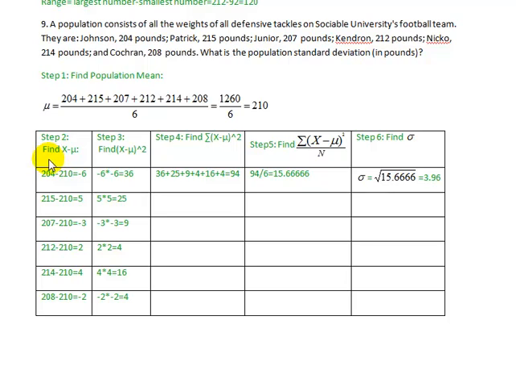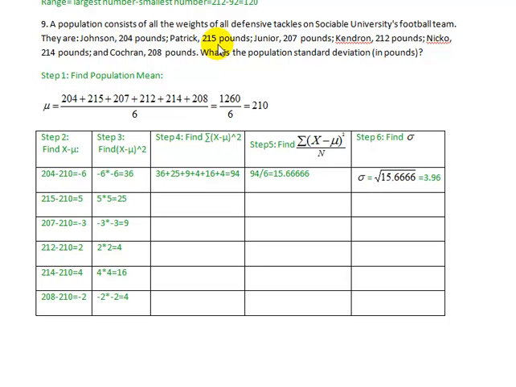Step 2, find x minus mu. So mu is 210, the number we got, and x means any given value.